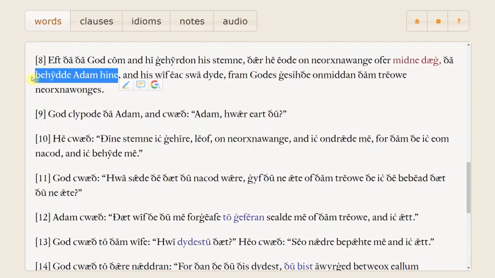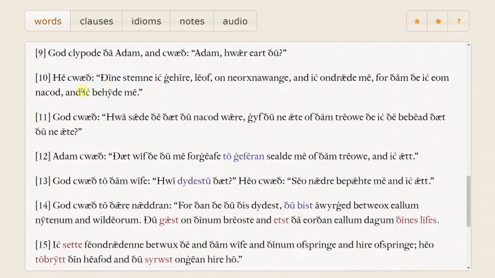But here we have an interesting one, behid Adam hina. This is Adam hid himself. But here we clearly have the verb behid and then the subject, and himself is what's called a reflexive pronoun, and it usually comes after the verb as a direct object. So this is a classic example of verb, subject, object order.